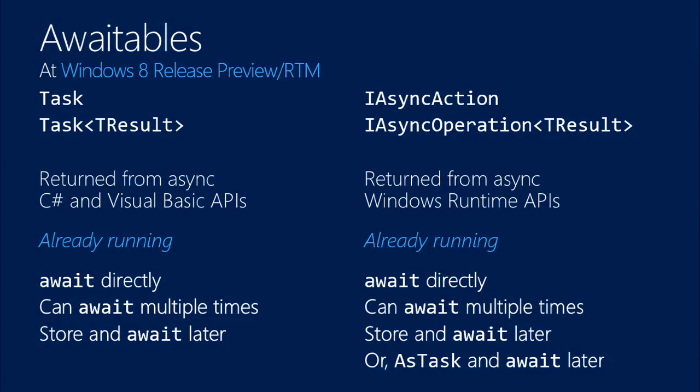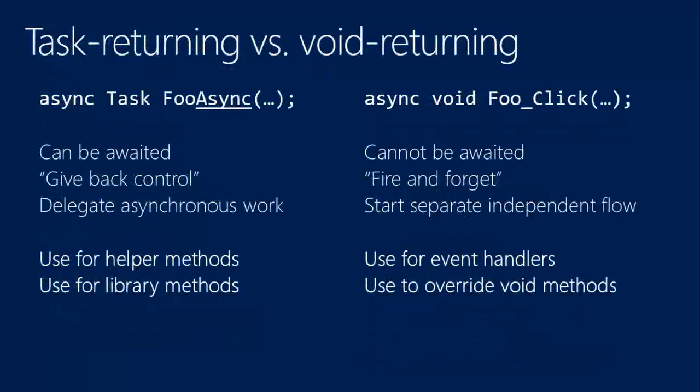You can store that object directly and just await it later, like we did inside choose-source image async. And that was fine, because it's treated just the same as we would treat a task. Or the one extra thing you can do, if you really do want a task, you could just convert it to a task using the asTask method. Then you can await that task later. And we'll see some reasons why you would do that.